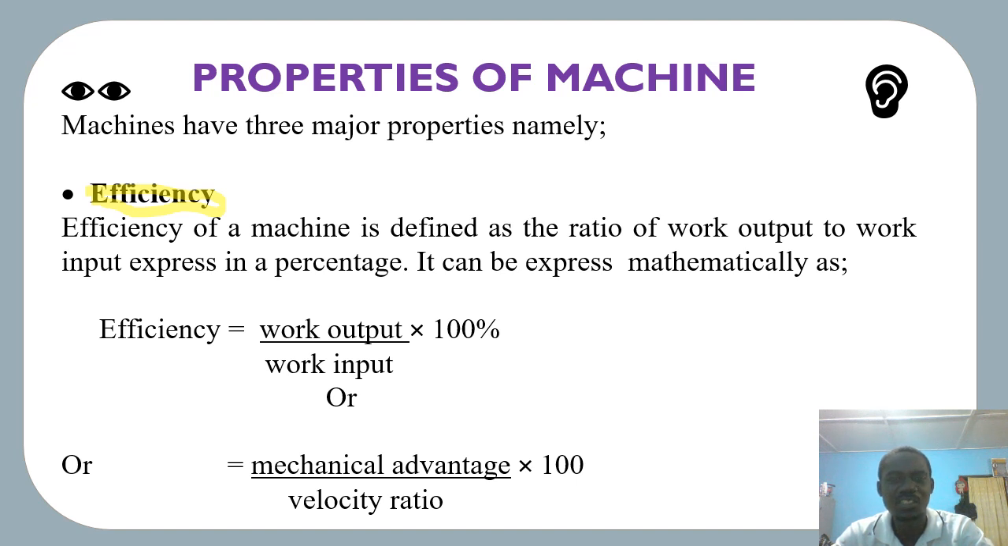When we talk about the efficiency of a machine, we say it's defined as the ratio of work output to work input as expressed in percentage. So it can be expressed as efficiency is equal to work output over work input multiplied by 100%. Or we can also use mechanical advantage over velocity ratio times 100 to express the meaning of what? Efficiency. Don't forget about these formulas. We'll be meeting them as we move along.